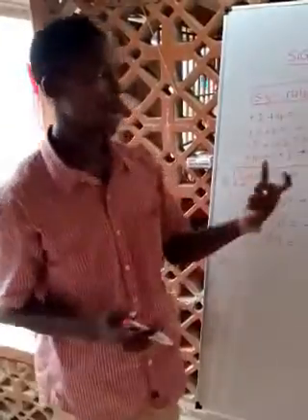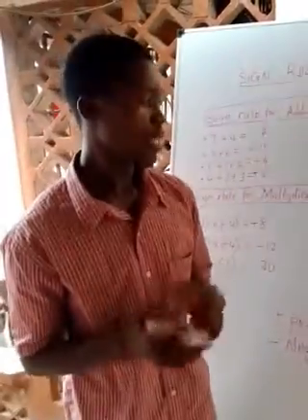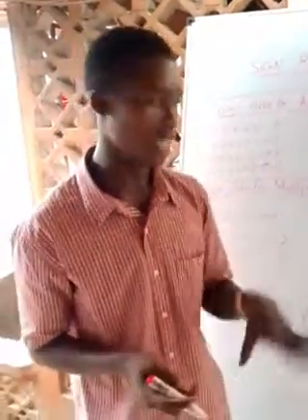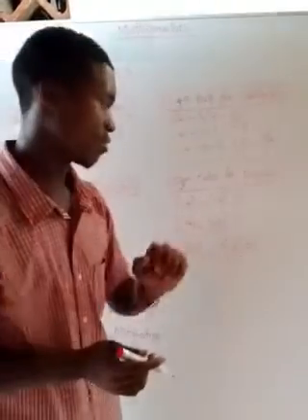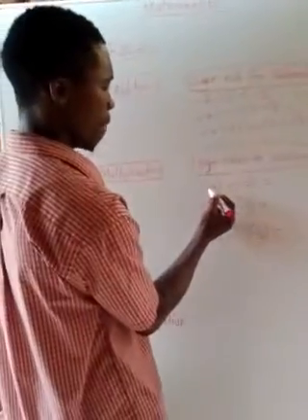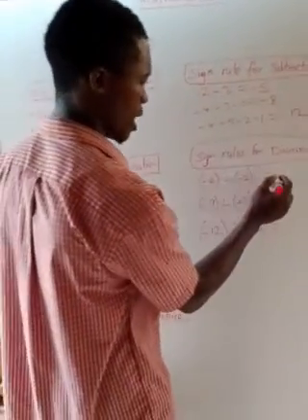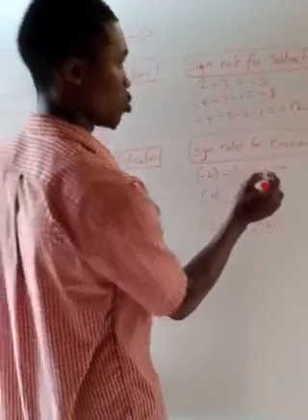Now we look at the sign rule for division. In terms of division, we say when the signs are also the same, then your answer will be positive. When they are different, your answer will be negative. In this case, minus divided by minus is plus. And then 4 divided by 2 is 2.